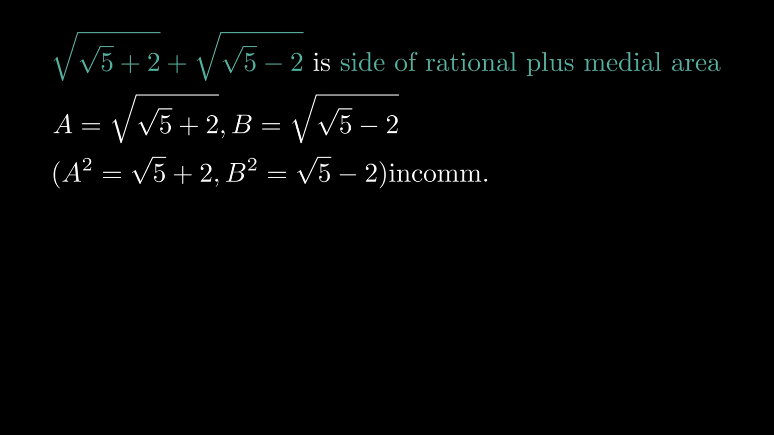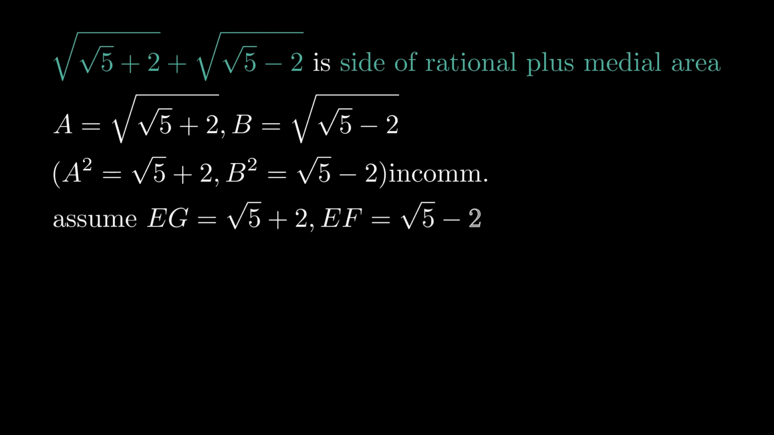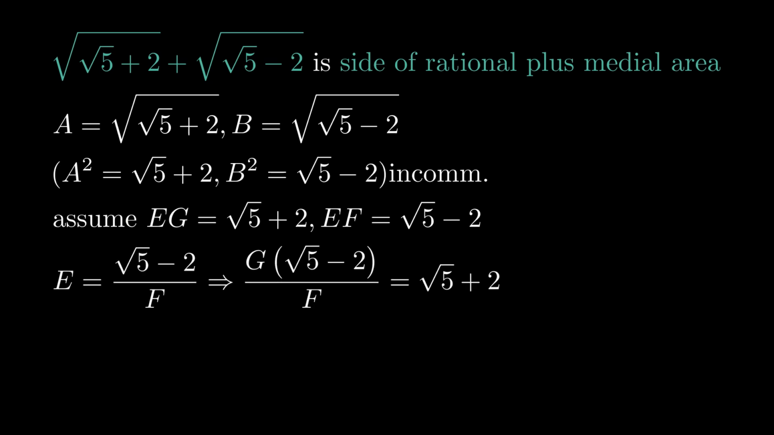To show that they are incommensurable, assume otherwise. Then EG equals root 5 plus 2 and EF equals root 5 minus 2, where G and F are whole numbers. E equals (root 5 minus 2) divided by F, so that G over F is equal to root 5 plus 2 over root 5 minus 2.